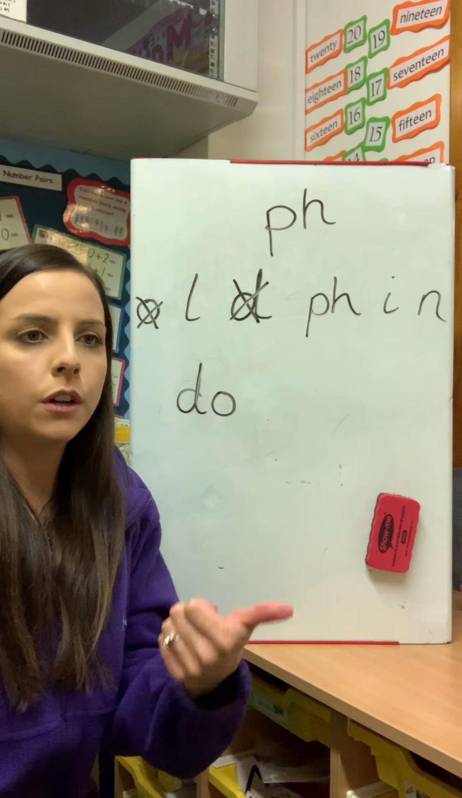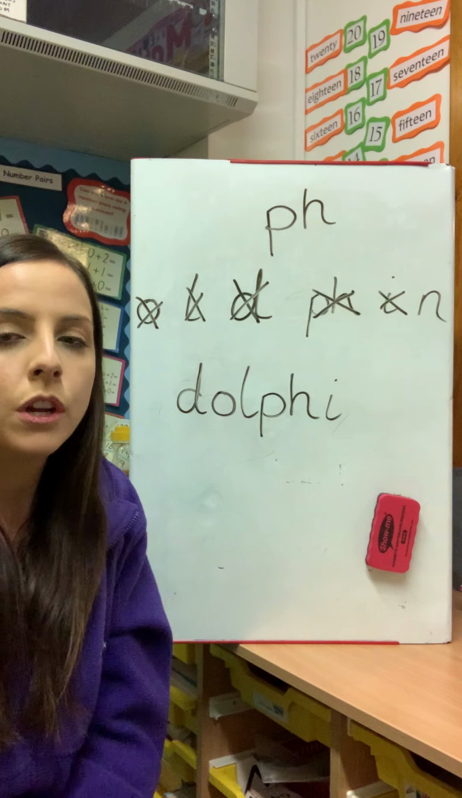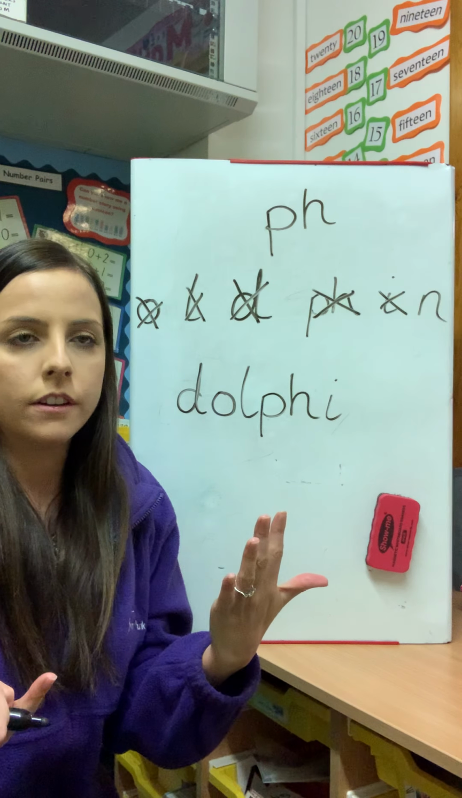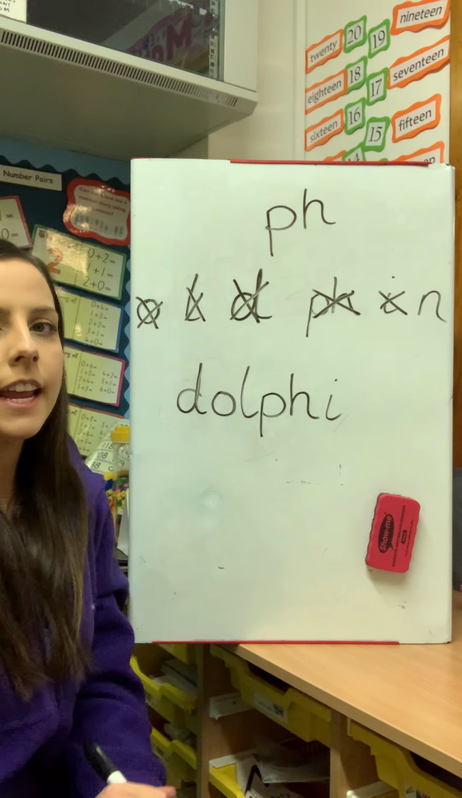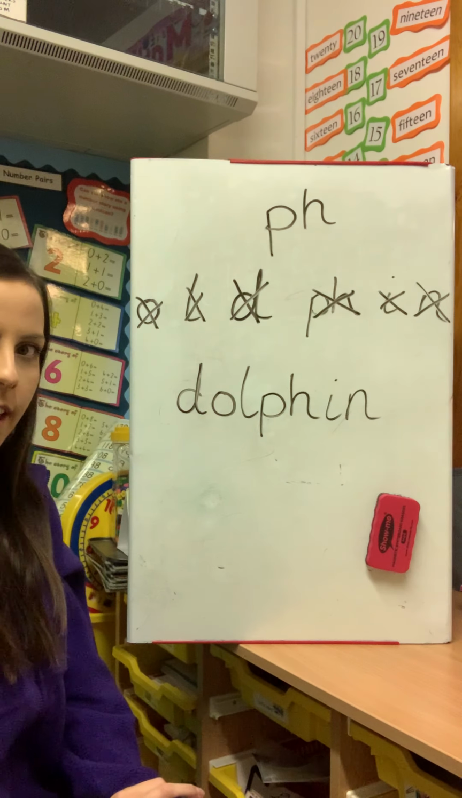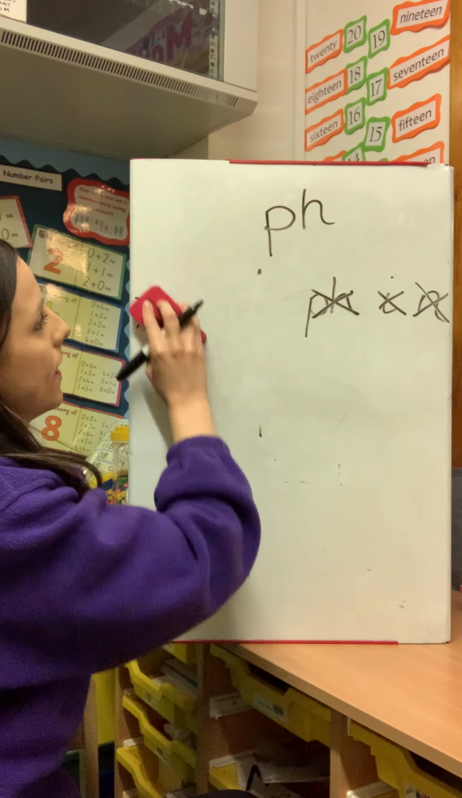Dolph. Okay, let's see what's going to be next. Dolph. D, o, u, l, f, i. There it is. And let's just check this is the right sound. D, o, u, l, f, i, n. Dolphin. I can hear the n at the end. Okay, there we go. Dolphin. Well done. Right, there's one more word for us to have a go at.